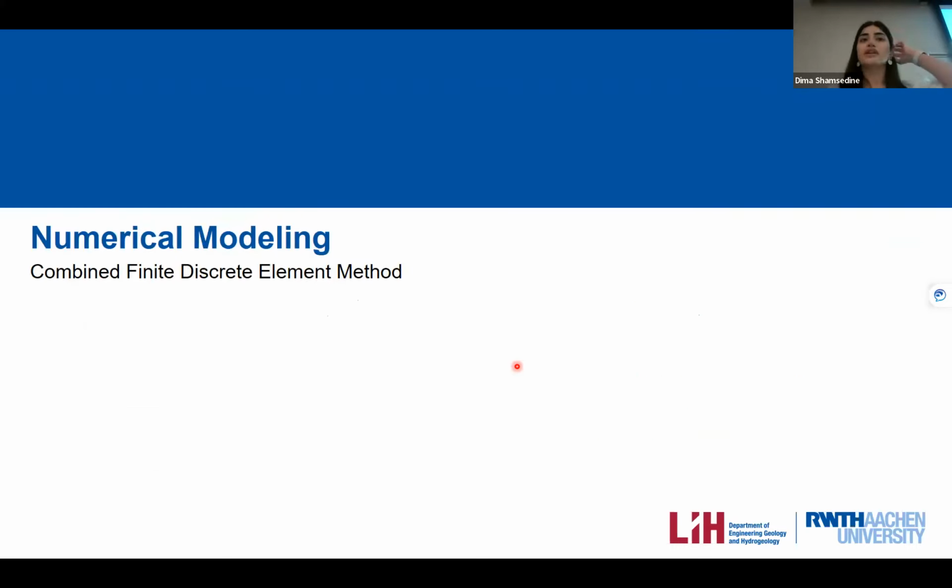Now moving to the numerical modeling, after having the set of data that allows us to do the numerical calibration on models, we can move to the numerical modeling. The approach that I've used is the combined finite discrete element method, which I will explain later on.